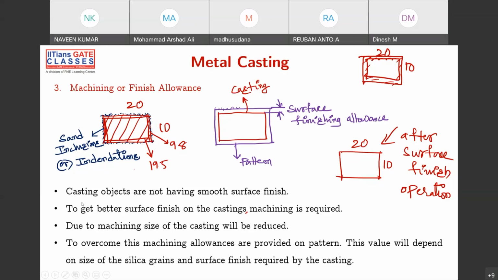Okay, so casting objects do not have a smooth surface finish. To get better surface finish on castings, machining is required. Due to machining, the size of the cast will be reduced. To overcome this, machining allowances are provided in the pattern. This value will depend upon the size of the grains, because the size of the grains might be small or large. If you have large grains, then more allowance; smaller grains, smaller allowance. That's it. Okay, hope you are understanding the point. Good. Next.